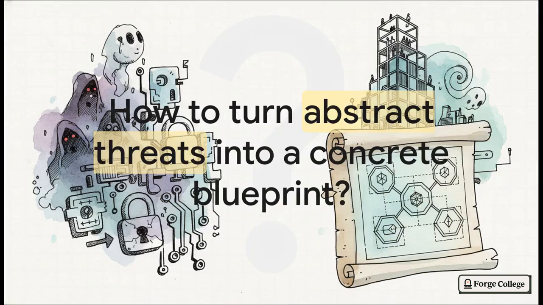Now, this is a classic Web3 trap. We sit around, we brainstorm all the absolutely terrifying ways our wallet could be hacked, and then we just hand those vague panics over to the devs. But think about it. You wouldn't ask a construction crew to build a skyscraper by just saying, hey, make it sturdy, please. No way. You give them blueprints. So today, we're learning exactly how to draw those blueprints.